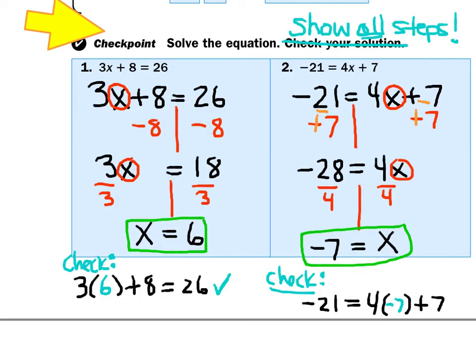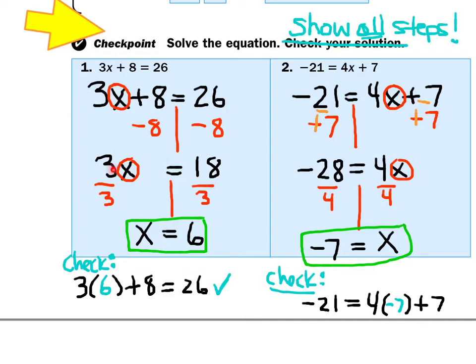Okay, so let's take a look at the checkpoint to solve these equations. Remember, show all steps. Okay, take a look at number 1. I wrote 3x plus 8 equals 26 with my black pen. Then I use my red, I circle the variable, bring down the wall. Notice how I see adding 8, and that's what I want to destroy. So I'm going to subtract 8 on both sides of the wall.